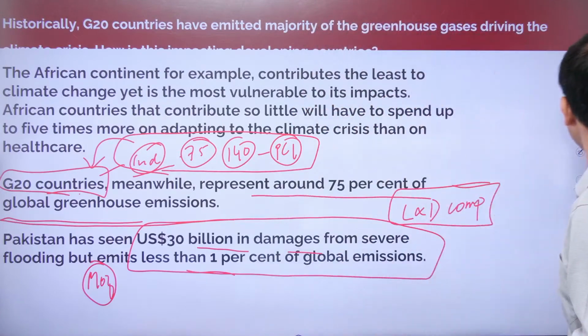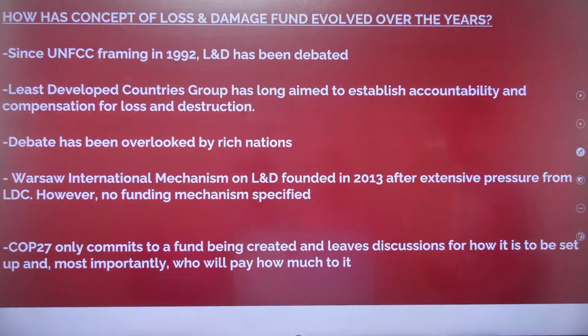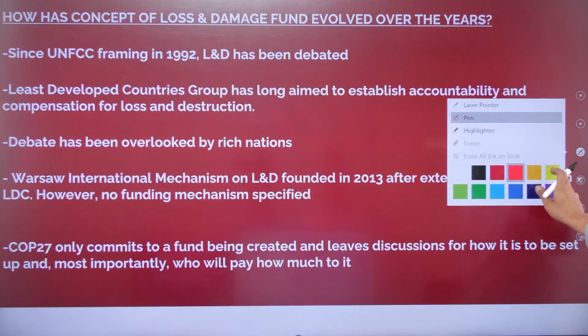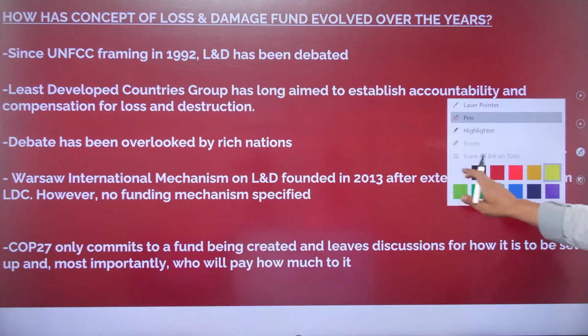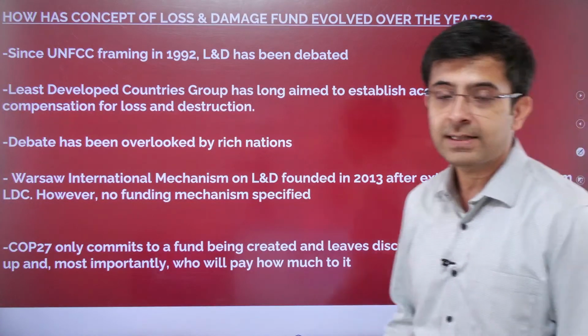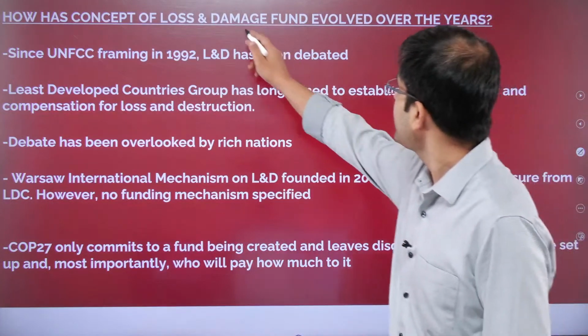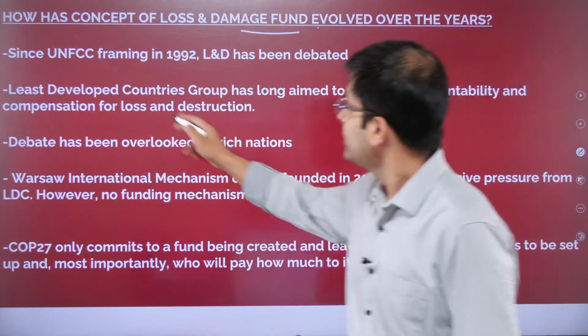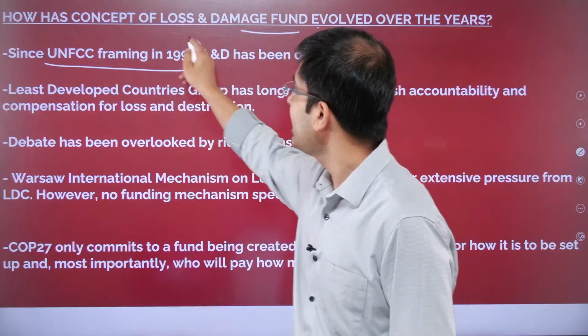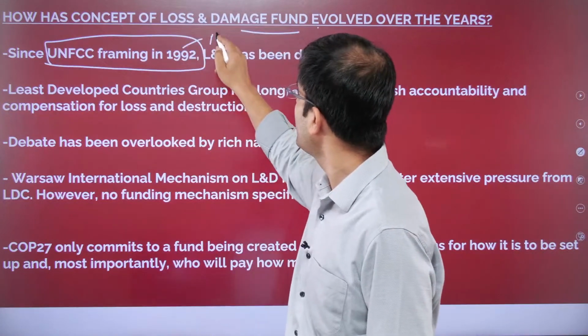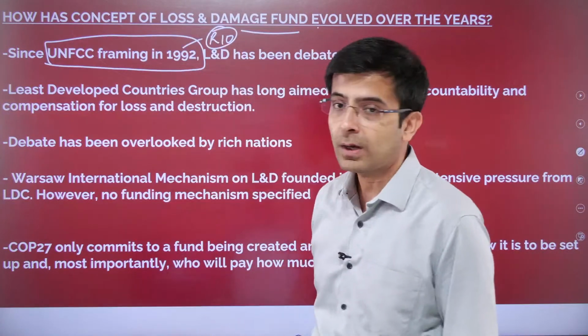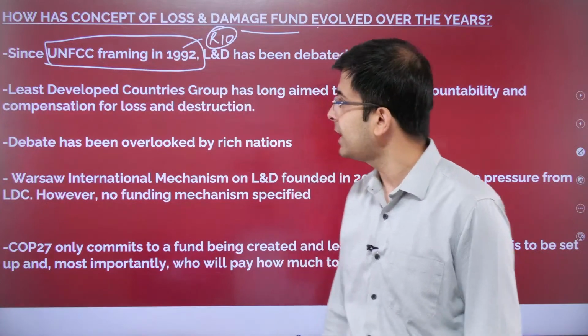All right. So let's go forward. So now how has this concept evolved over time? Eventually, who came up with this idea? What was the whole process like? Let's also very quickly understand that. So the concept of the loss and damage fund. First, you must be knowing the UNFCCC framing in 1992, the Rio one. Okay, the Rio Convention that you know, the Rio Declaration also that you know.